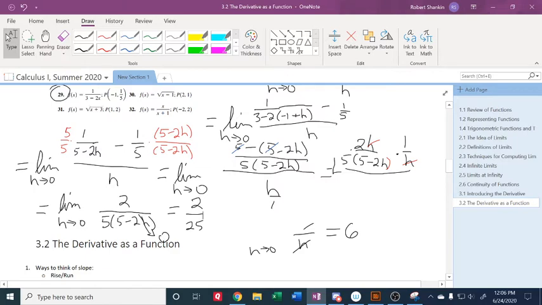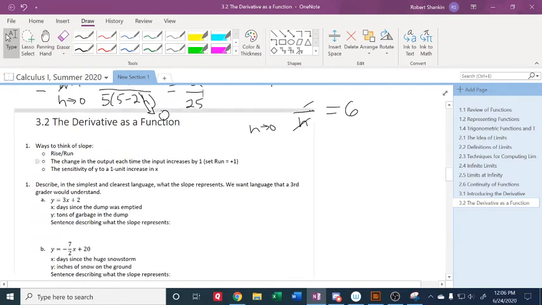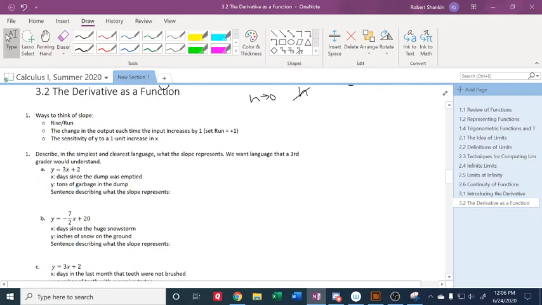That was clear on 29? All right. So let's go to 3.2, the derivative as a function. And ways to think of slope.